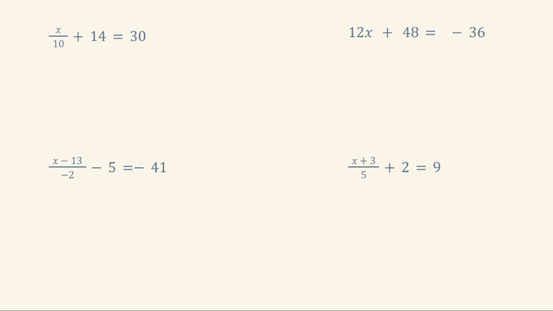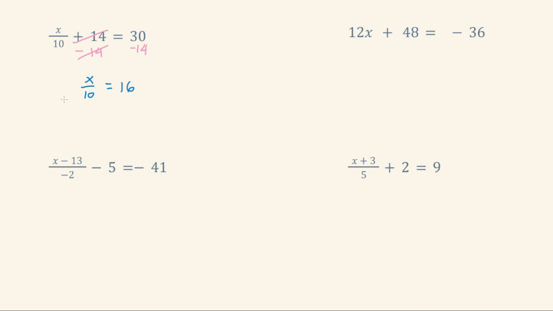Now we've got x divided by 10 plus 14 is equal to 30, right? So this quotient is going to be added to 14. So I have to undo the addition first. I'm going to subtract by 14, subtract by 14. These cancel out, right? 14 minus 14 is 0. So that on the left side of my equation, all I have is x over 10 is equal to 30 minus 14 is 16.